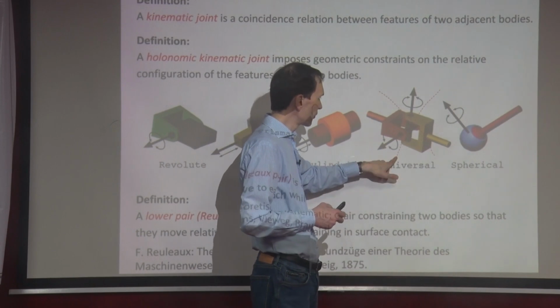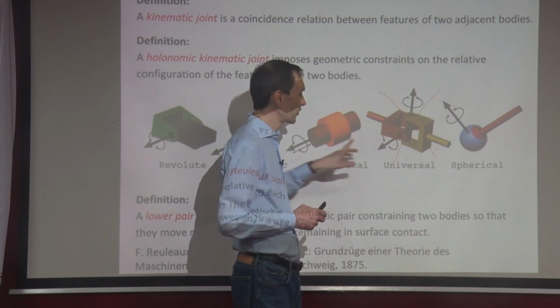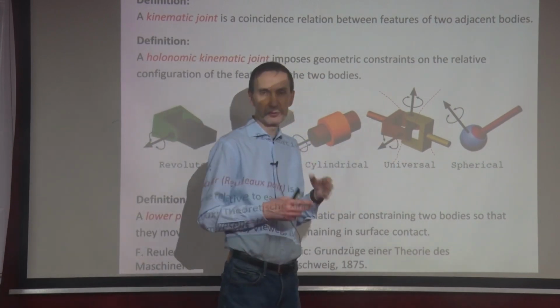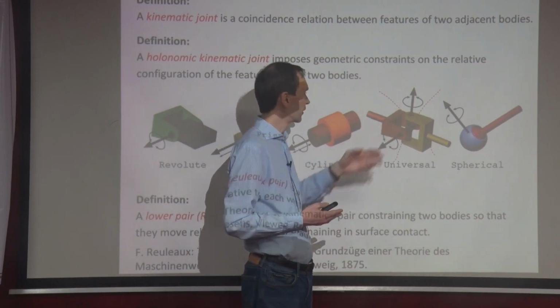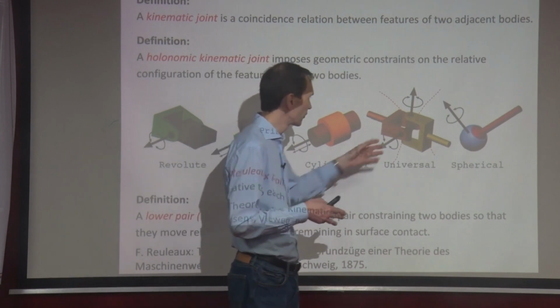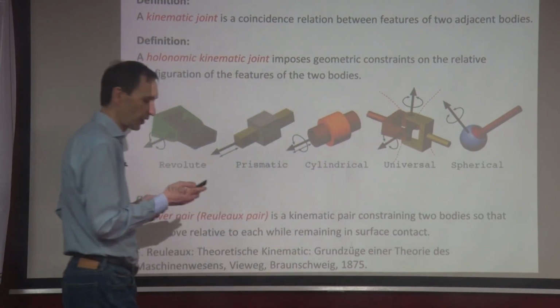A universal joint is different. That's why it's not a lower pair. A universal joint is a combination of two lower pairs, of two revolute joints. But it's not a lower pair itself, right? Because it's not defined by a surface contact. It's just a combination of two revolute joints.